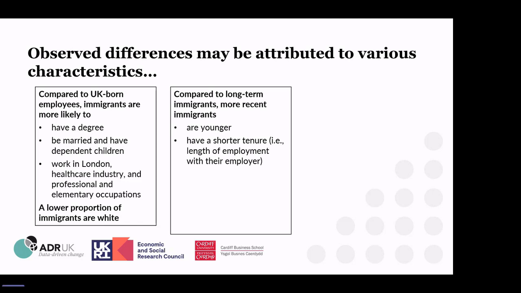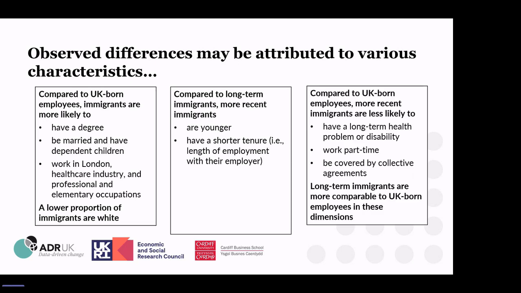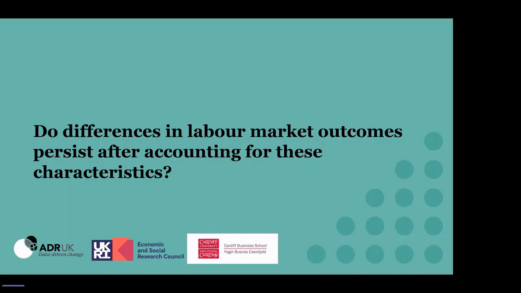Also, within immigrant groups, we observe differences in characteristics. For instance, more recent immigrants are younger, and they have a shorter length of employment with their employer relative to long-term immigrants. Similarly, compared to UK-born employees, more recent immigrants are less likely to have a long-term health problem or disability. They are less likely to work part-time. They are less likely to be covered by collective agreements, while long-term immigrants are more comparable to UK-born employees in these dimensions.